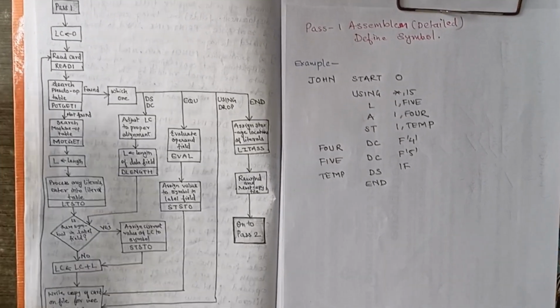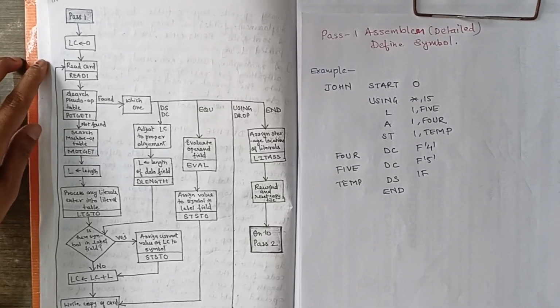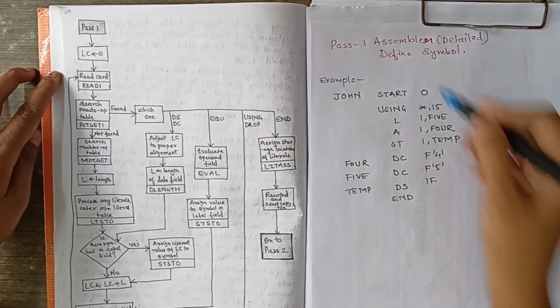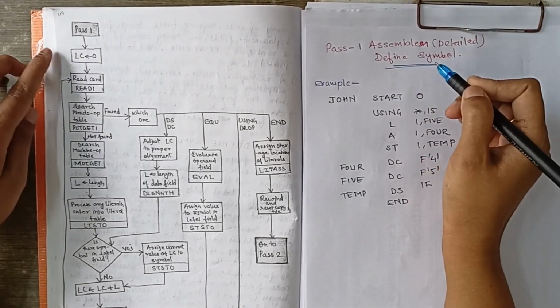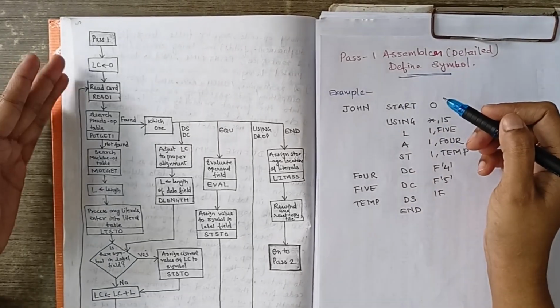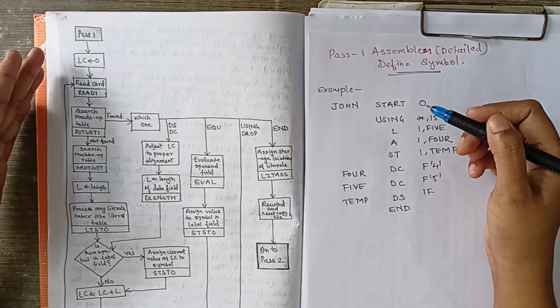Good morning friends. In the last class we have seen the problem of the assembler. Today we are going to see the pass 1 assembler, and in pass 1 we are simply defining the symbols which are present in the flow chart. So here we have taken one example, and this is the detailed flow chart for the pass 1 assembler.